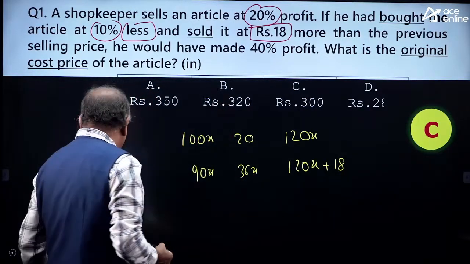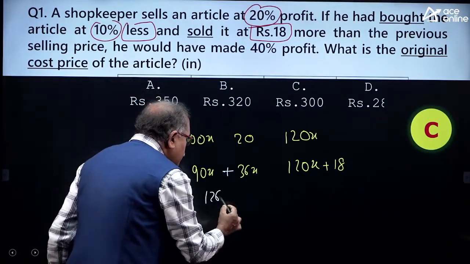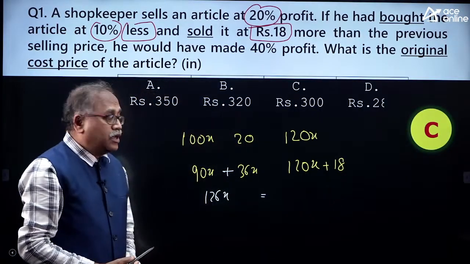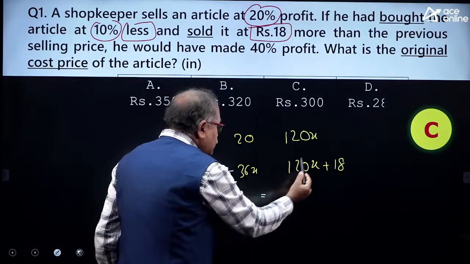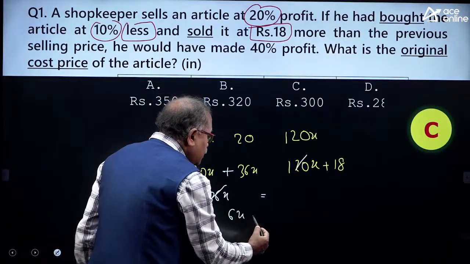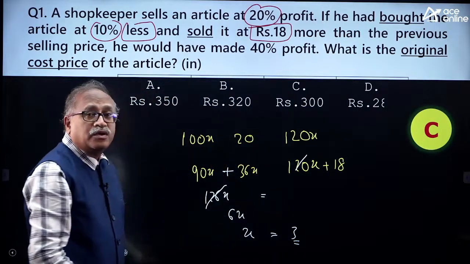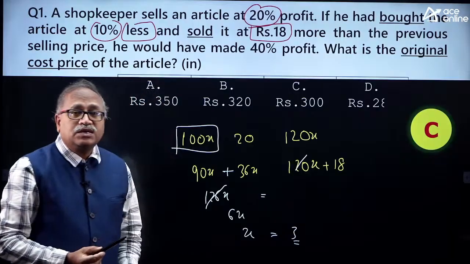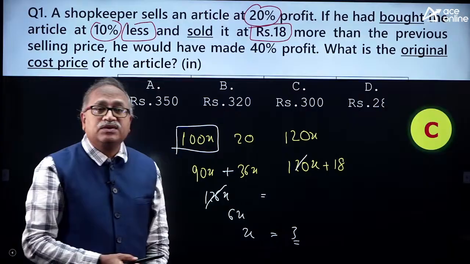So 36x. He clearly knows what Aman might have done. This is 126x equal to 120x plus 18. I notice that this gets cancelled over here. This is 6x, so 6x is equal to 18. Then what is x? x is equal to 3. That is the value he got. And once x is equal to 3, what will be 100x? Obviously it is 300. Well done, sir. So 300, it's so easy for you.